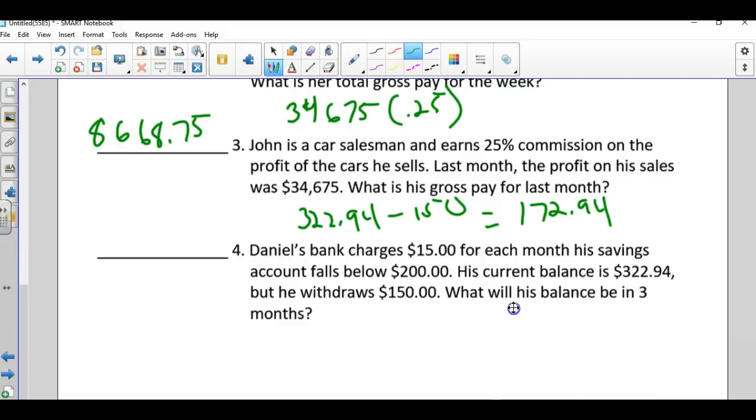What will his account balance be in 3 months? So in 3 months, we take this amount and subtract the 3 months times the $15, because it's $15 every month this is below $200. It says nothing about increasing it back above $200 or making a deposit. So we're going to do 172.94 minus 3 times 15, or 45, and that gives us $127.94.